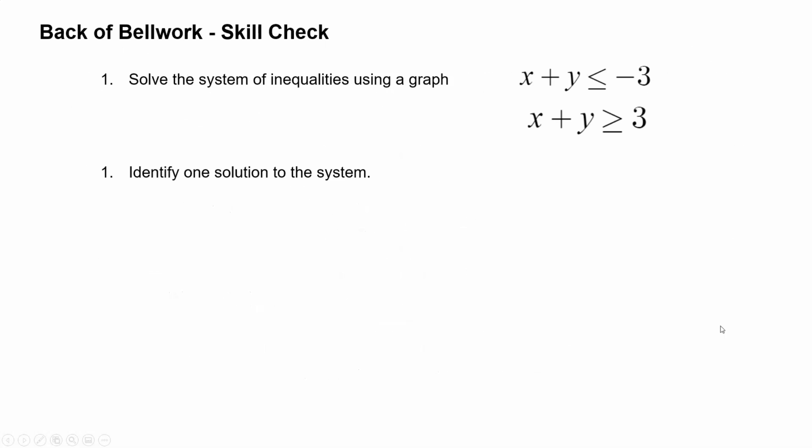Back of the bell work, here is your skill check. Solve the system of inequalities using a graph. Identify one solution to the system. And when you've done that, go ahead and save that for next class, and I will collect it next class.